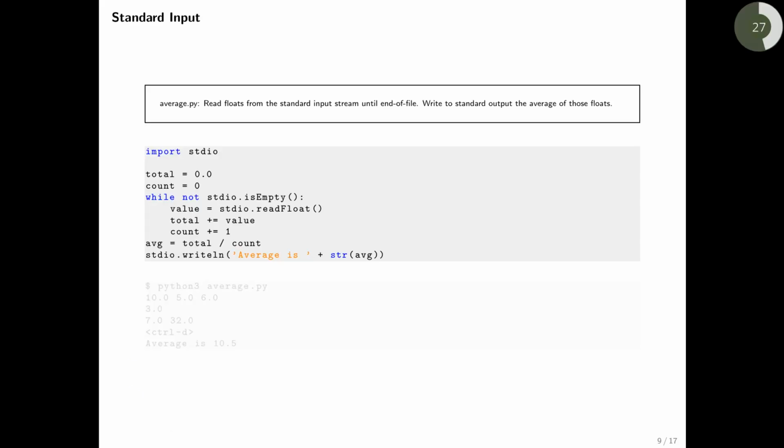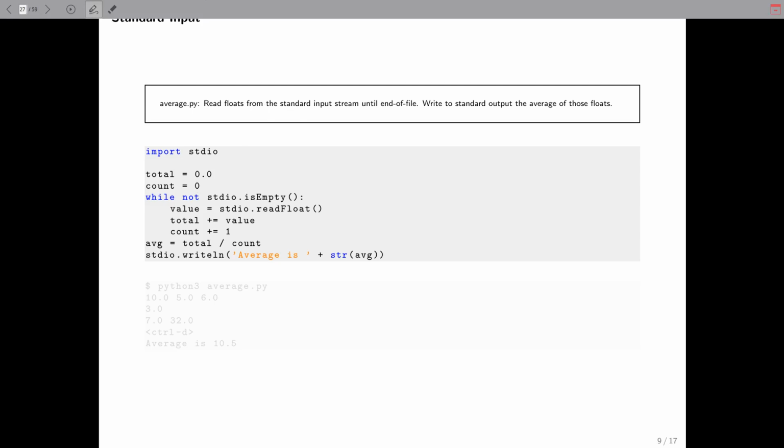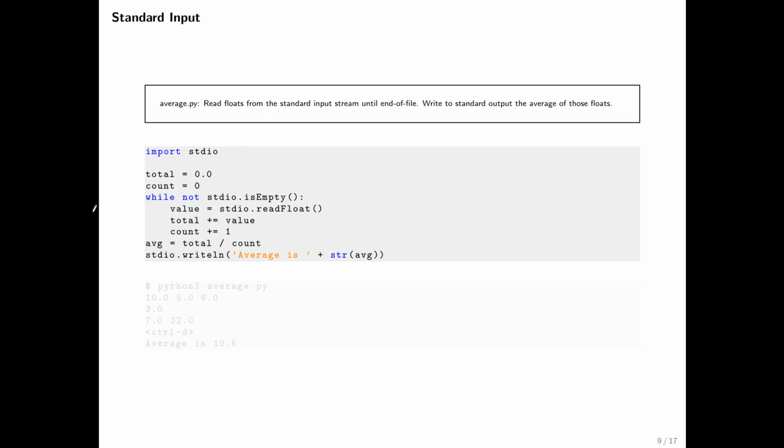Okay, here's another program where we make use of standard input. This program is called average.py, and what it does is it reads floating point numbers from standard input, and any number of them. So the program doesn't assume any particular number of numbers. So it can deal with any number of numbers, and it calculates the average of those numbers and prints it out. Okay, so it writes to standard output the average of those floating point numbers, which are fed to the program via standard input. So let's go through it.